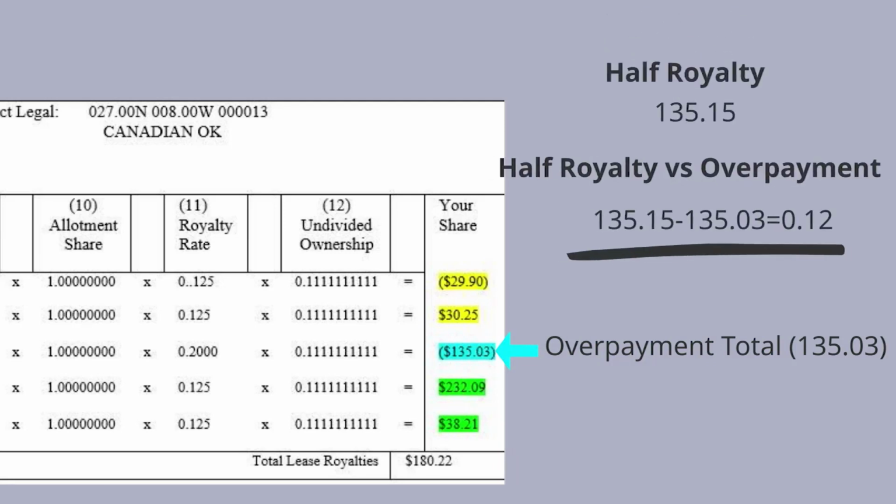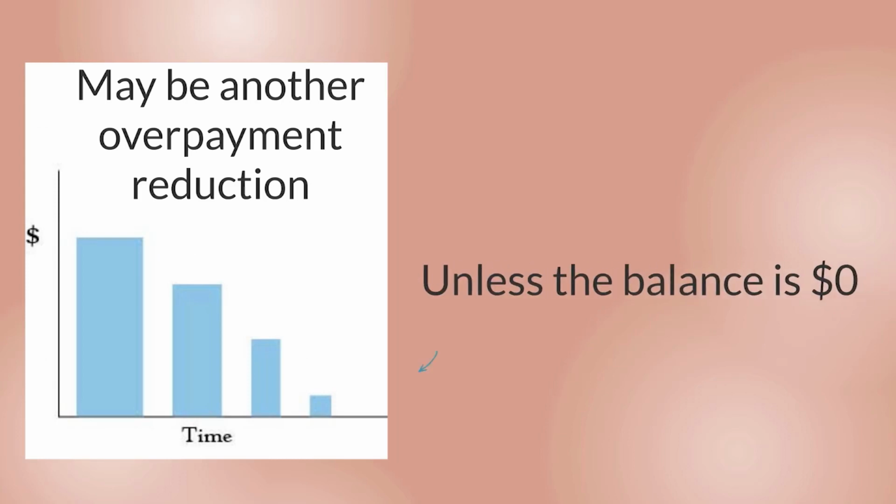Depending on the balance of the company's total recoupment on this lease, half of the royalty was overpayment. 135.15 minus 135.03 equals 0.12. There may be another overpayment reduction on future statements unless this was the final recoupment and the balance is now 0.